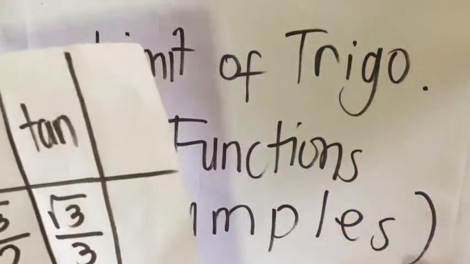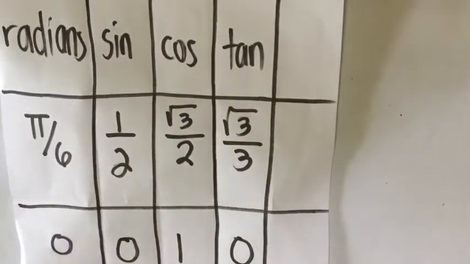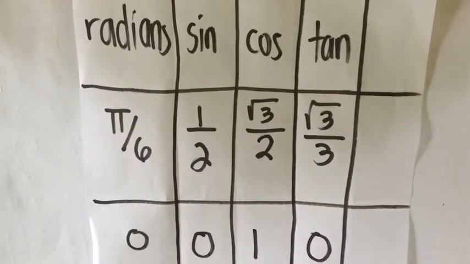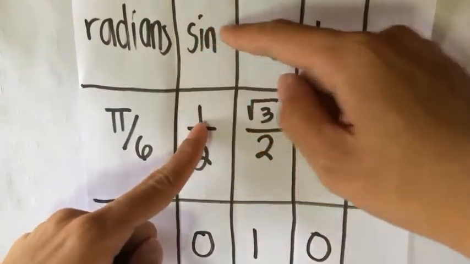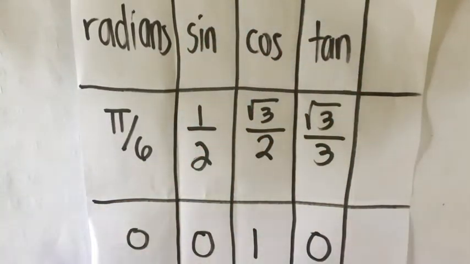Also, I told you that you have to secure a copy of the trigonometric table of values. This is my sample of the trigonometric table of values, because before we solve trigonometric functions, let's try to read this table. As you can observe, I have radians in this column, and I have sine, cosine, tangent, and so on and so forth in this row. So let's see how we are going to read this table.